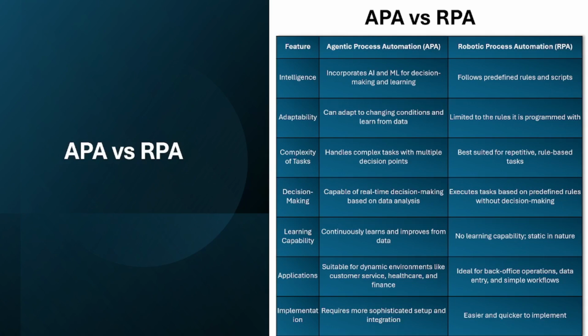Next feature is application. APA is suitable for dynamic environments like customer service, healthcare, and finance, while RPA is ideal for back office operations, data entry, and simple workflows. Implementation: APA requires more sophisticated setup and integration, and RPA is easier and quicker to implement.